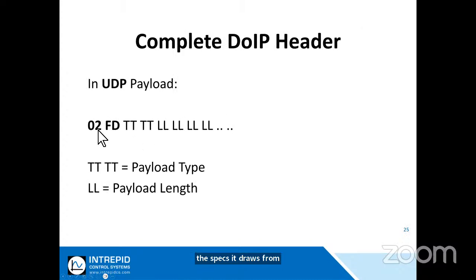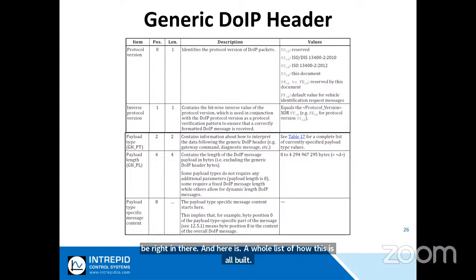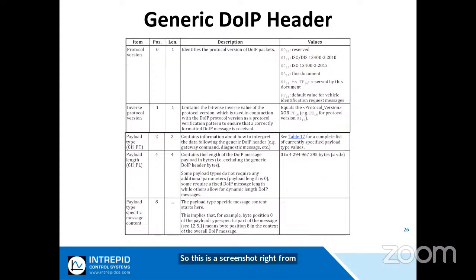So essentially, here's that 02 I was talking about for the 2012 version. And then XOR that for the next byte, that's FD. Then your payload type would be those next 2 bytes, and the payload length would be right in there. And here is a whole list of how this is all built. This is a screenshot right from the specification. I've really gone over this, but it's more of a reference for you.